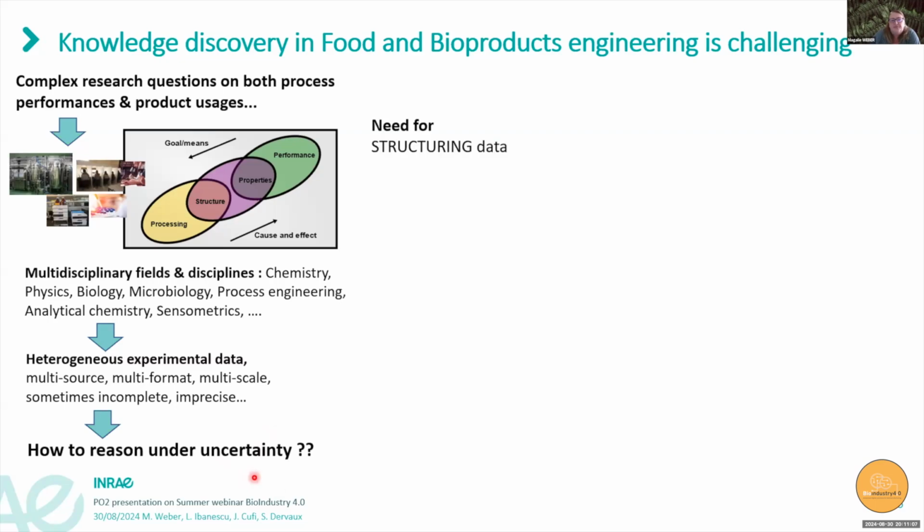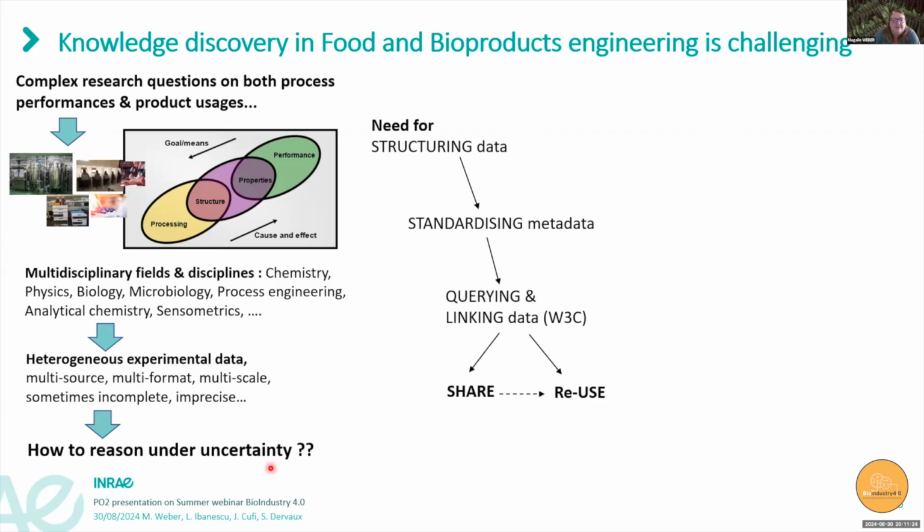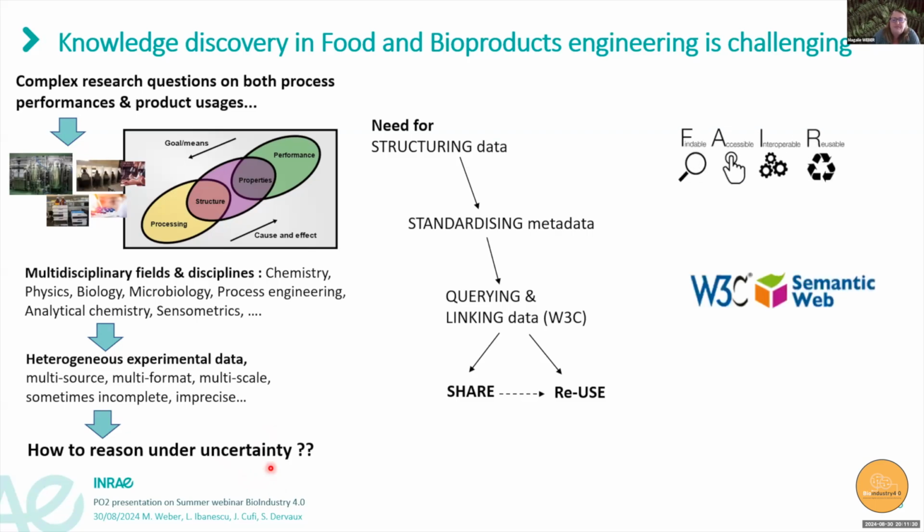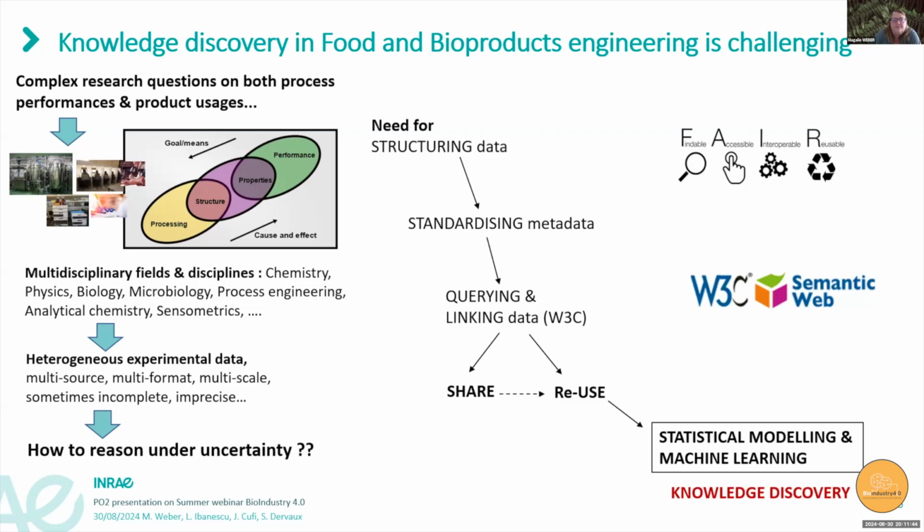There is thus a need for structuring data and providing information about the context in which the data was obtained. We have to standardize the metadata to facilitate their discoverability and reusability, to query and assemble the data into new data sets, to share and reuse them. For these purposes, the FAIR principles and the semantic web technologies are offering solutions for data which is findable, accessible, interoperable, and reusable, as you may know. And this enables finally statistical modeling and machine learning for knowledge discovery.